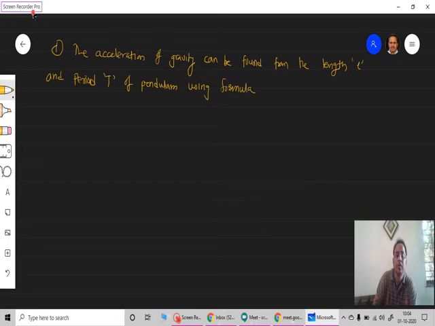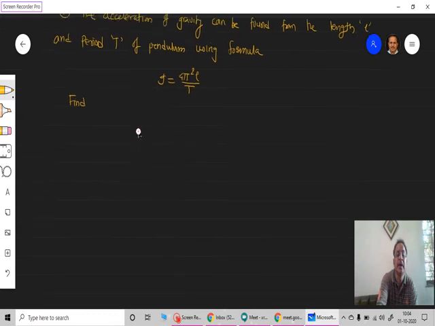Most of you might be knowing this formula. This is given by g is equal to 4 pi square into L upon capital T. Now next is find. This is the formula you have been given, the relationship between g and L and T.